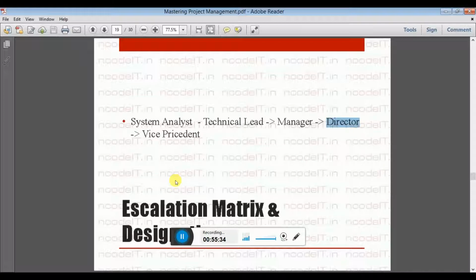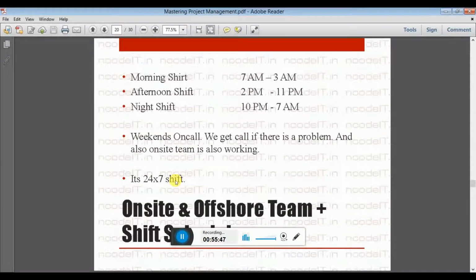So you will try to finish it up to the point of your manager, because the manager is the one you will have direct contact with. This is called the escalation matrix. It means if there is a problem or if you can't solve something, this is how you proceed. They will tell you what to do.